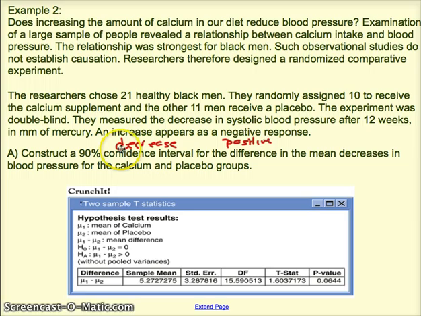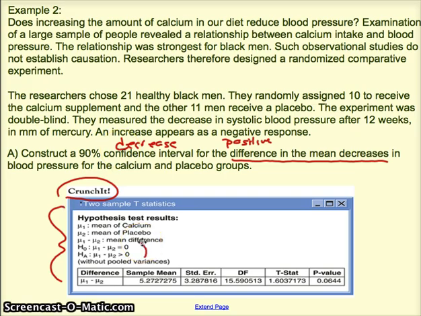So we want to make a 90% confidence interval for the difference in the mean decrease in blood pressure, and we would hope that there'd be a bigger decrease in the calcium group than there would be in the placebo group. Now we've mentioned you're going to see data presented in multiple ways. Crunch it is a piece of statistical software. So here you see data presented here, and you have to look and just see how the hypotheses are defined to understand that this mean here as a positive number shows that the decrease in the treatment group was bigger than the mean decrease in the control group.